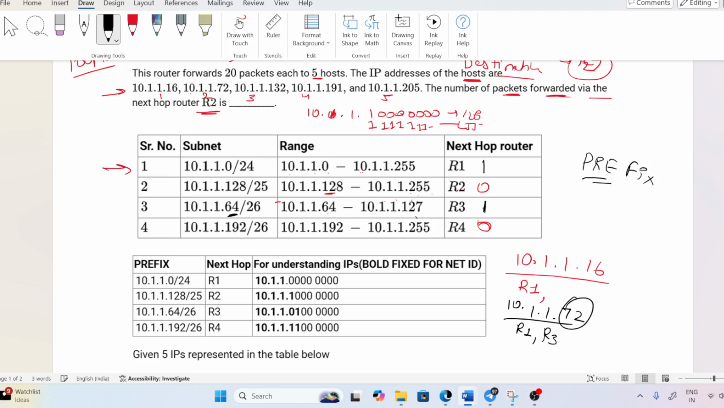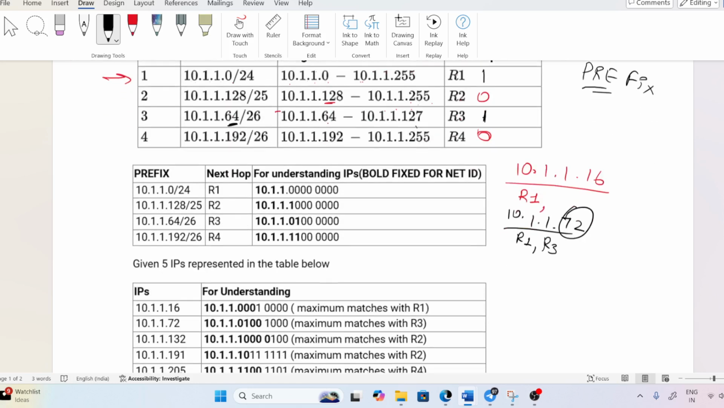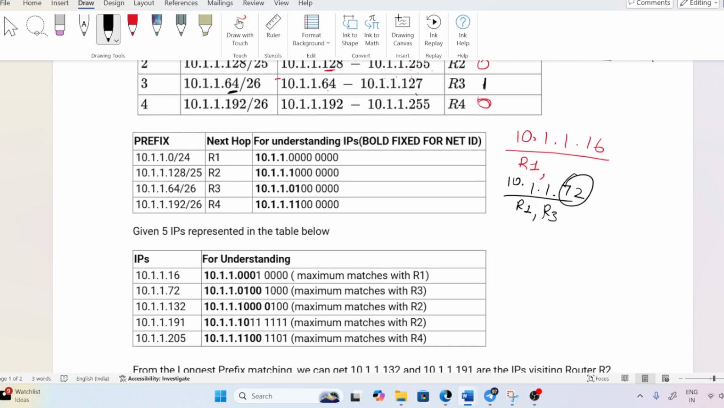So let's expand the 72. When we expand 72, how can I write 72? 0, 1, 0, 0, 1, 0, 0, 0. This is how I need to write this 72. Now we have R1, R2, R3, R4. Let's expand these also: 24 expanded, 128 expanded, 64 expanded, 192 expanded, 0 expanded. Now check which is nearest, which has the same prefix.